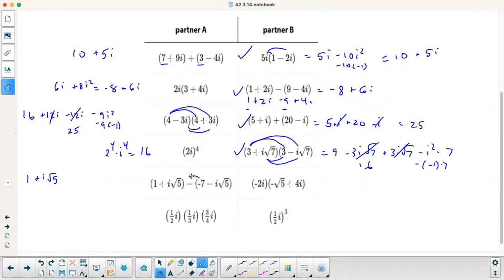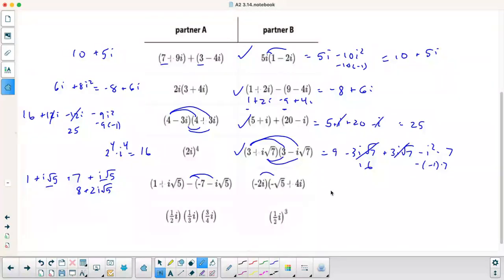Okay, over here, this is going to be 1 plus i radical 5. I got to distribute this negative sign here, so that's plus 7 plus i radical 5. So that's going to be 8 plus 2i radical 5. These are like terms. So you just add, really it's a 1i and a 1i. So I add them to get the 2i. And you keep the radical the same.